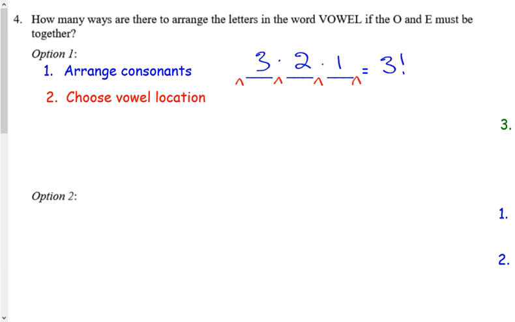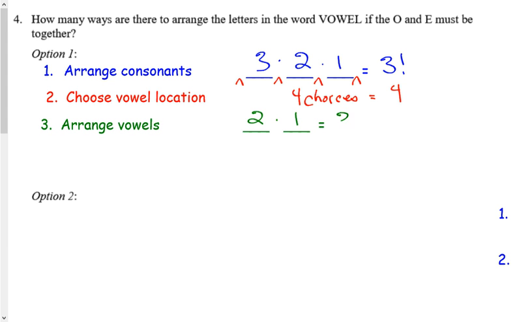It's not 4 factorial, because I'm not arranging all of these. I'm just choosing one of these places where I'm going to stick that pair of vowels. So I have 4 choices. I'm not quite done the question, because even though I have my vowels placed in between my consonants, I don't know which vowel comes first and which is second. So I still need to consider arranging the vowels, which is a 2 times 1 or 2 factorial.